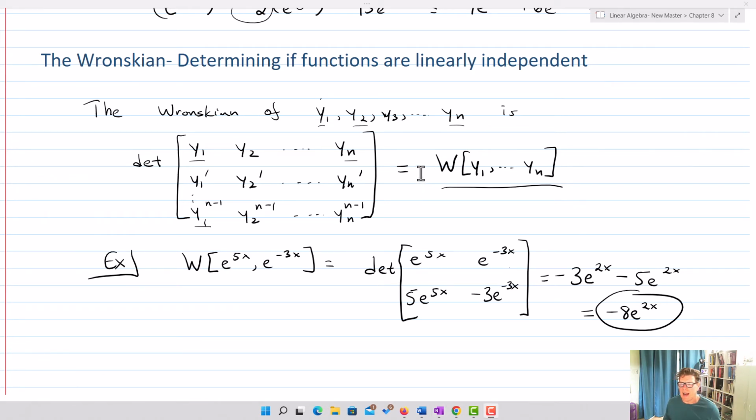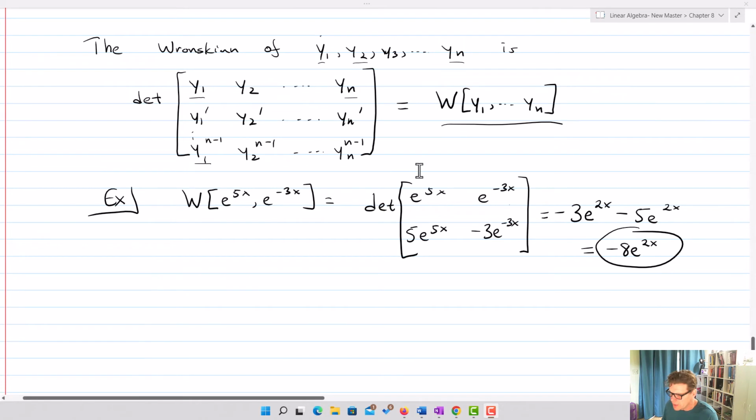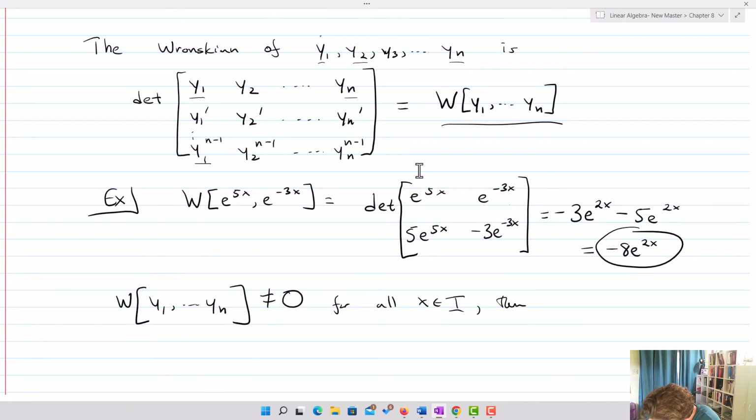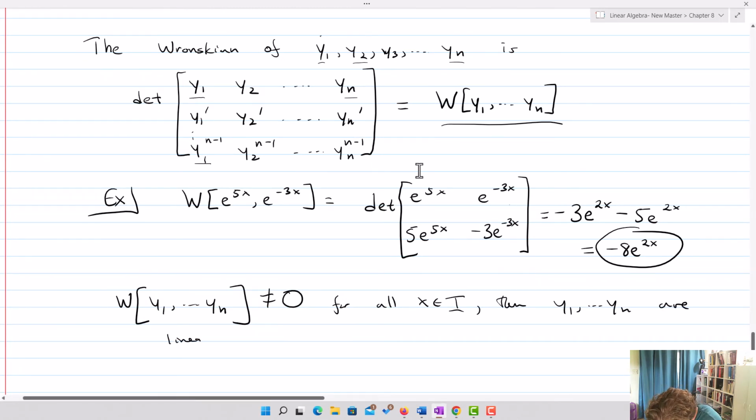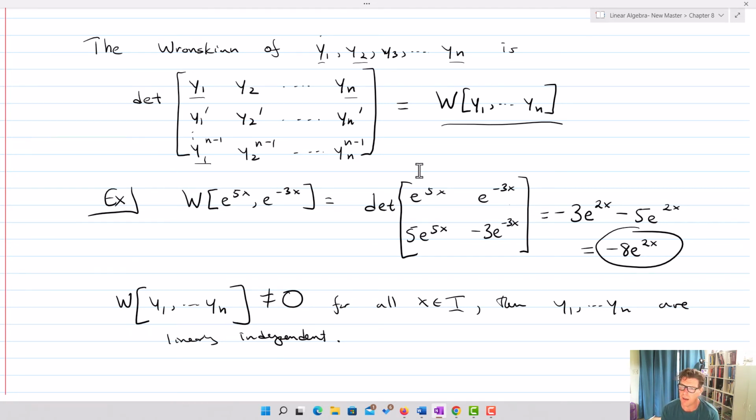So what do we do with that? What we're going to say is, if the Wronskian of y1 through yn does not equal identically 0 for all x belonging to R, or belonging to whatever interval we're looking at, then y1 through yn are linearly independent. Just like our rules for determinants, if the determinant does not equal 0, then we know that the column vectors of the matrix are in fact linearly independent.